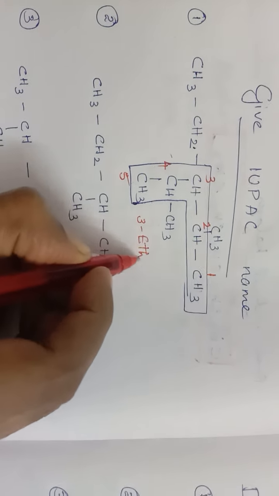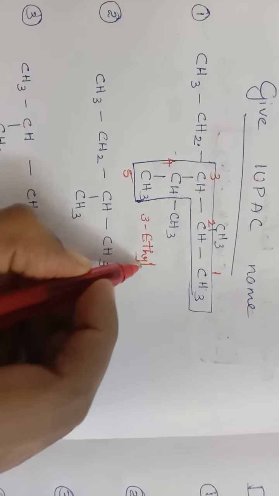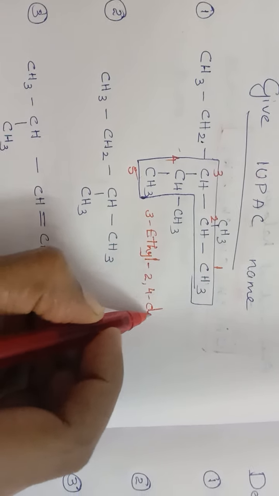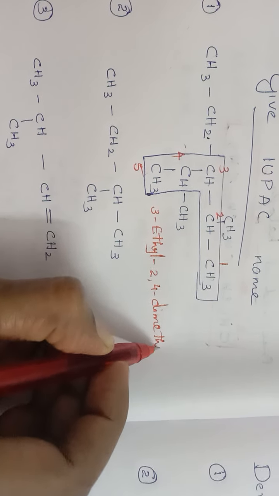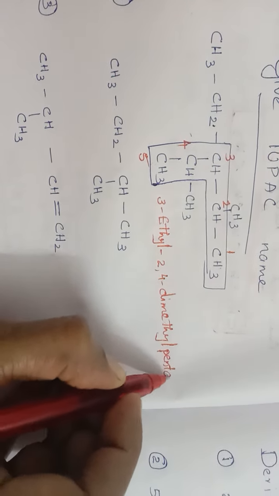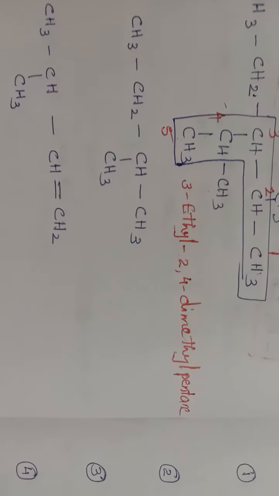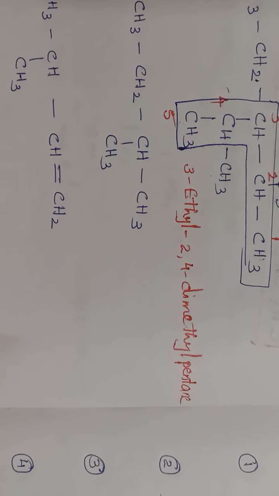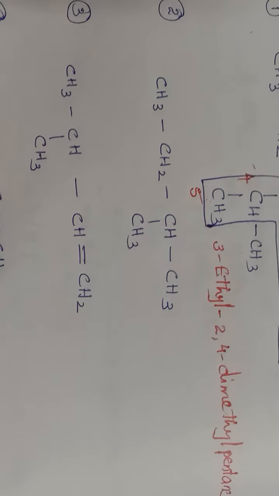3 ethyl, 2, 4 dimethyl, 5 carbon atoms, hence pent. Single bond only, pentane. 3 ethyl, 2, 4 dimethyl, pentane is the compound. Now see the next compound.